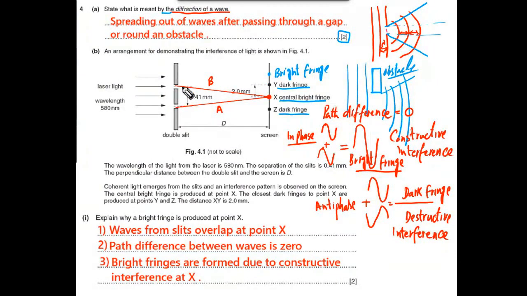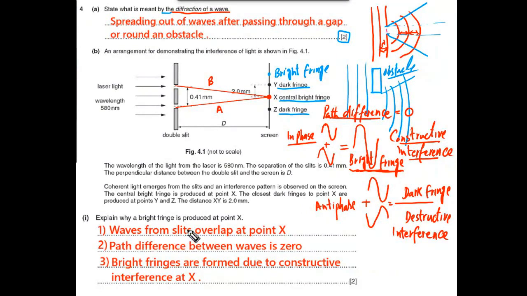You can see the wave travels from this slit to this point, and the wave travels from the other slit to this one. They cover the same distance, so the path difference is equal to 0. It means this is constructive interference. If it is constructive interference, it will form a bright fringe. So these are the points you need to understand.